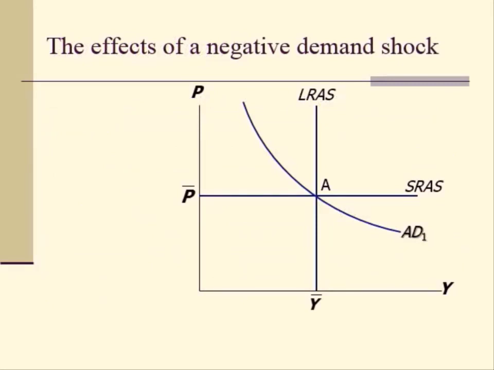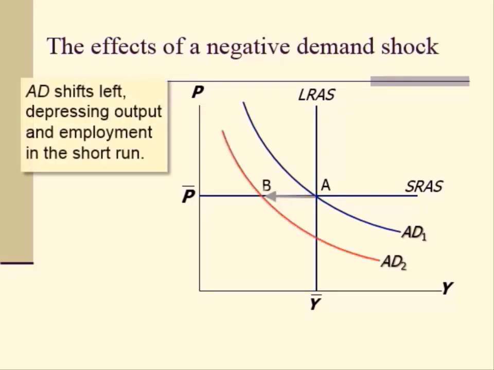So using the quantity theory of money, we can see that when velocity V falls for a given Y, this will lead to, for a given M, an increase in real money balances, and therefore a decrease in the price level for each Y. This has the same effect as a decrease in AD: aggregate demand shifts left, depressing output and employment in the short run from A to B.